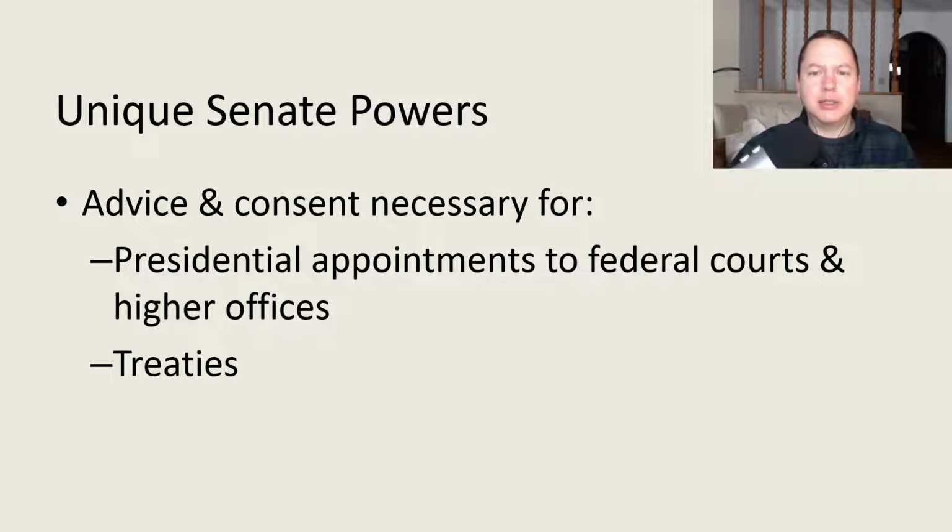The advice and consent function is one area where I believe that the Senate has sort of diminished its own standing. Appointments to the federal courts several years ago, when there was a Democrat majority, the Democrats eliminated the filibuster rule and the cloture rule for appointees to the federal court system.